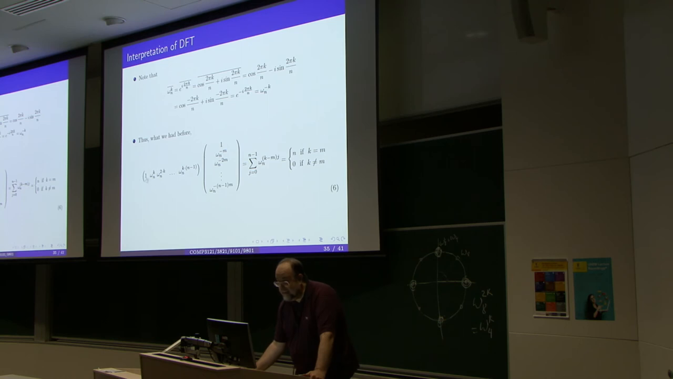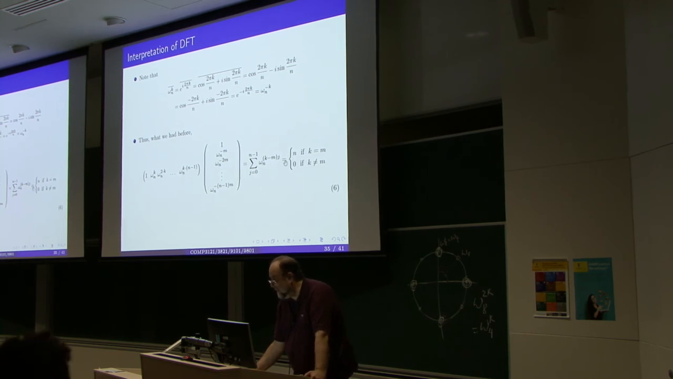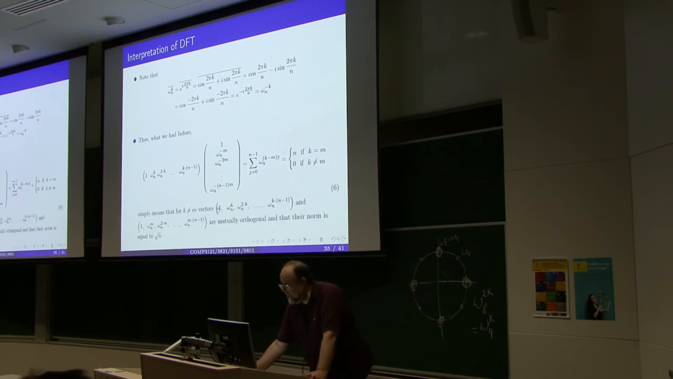And on the other hand, the norm of this vector, when k is equal to m, when we are multiplying the vector by itself, will be n. So essentially, this means that these two vectors are mutually orthogonal if k is not equal to m. If k is equal to m, then we are simply computing the norm of that vector and taking square root. We saw that this product is n, so the norm is actually square root n.